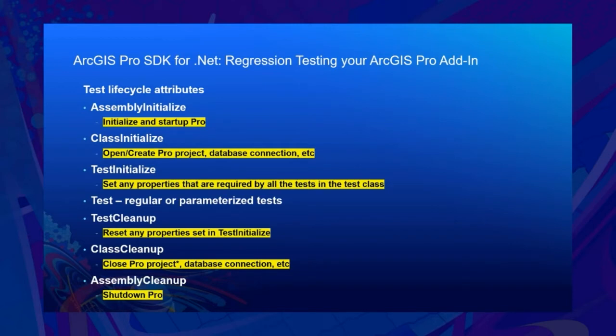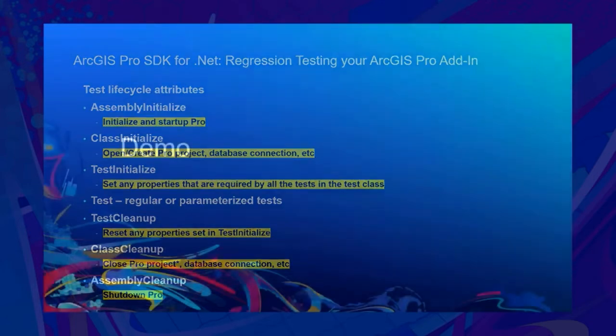In the test initialize, we can set any properties or state that is common to all the test methods in the test class. And conversely, we reset these values in the test cleanup method. Again, this is useful only if all the tests in a given test class have a need for these properties or state. If not, it is best to set these values inside the test method itself.